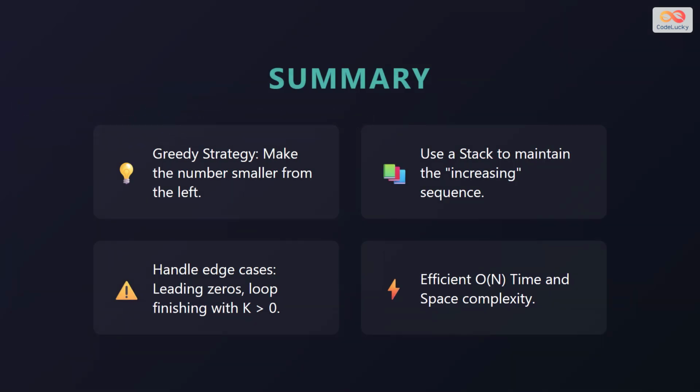To summarize, think greedily. You want smaller digits on the left. Use a stack to track your digits and remove peaks. Watch out for edge cases like leading zeros. This guarantees an optimal O of n solution.